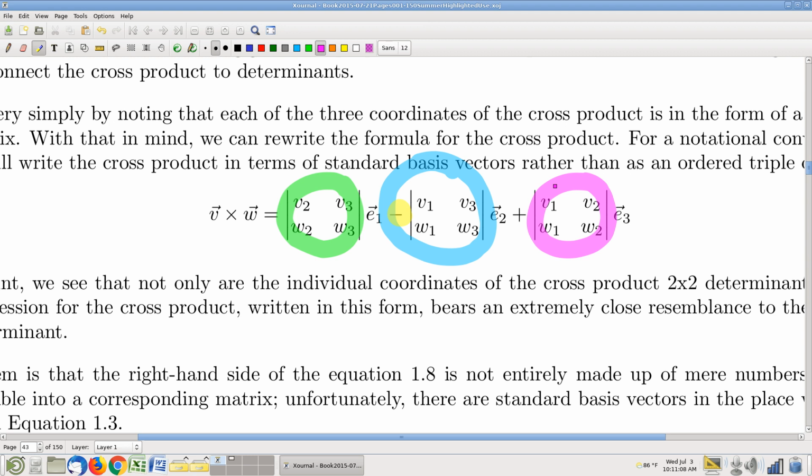Now notice I'm writing a vector as a linear combination of the standard basis vectors. All this is a fancy way of saying that the coordinates of that cross product are the green number, then the blue number, then the purple number. Those are those three coordinates. Okay, so that's an observation. Now, here's another observation.